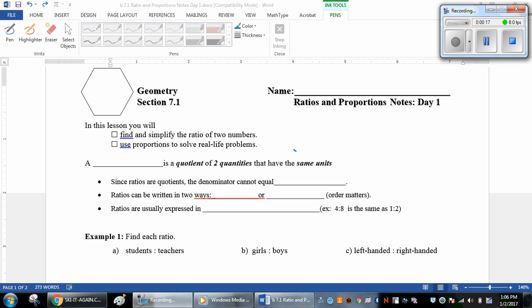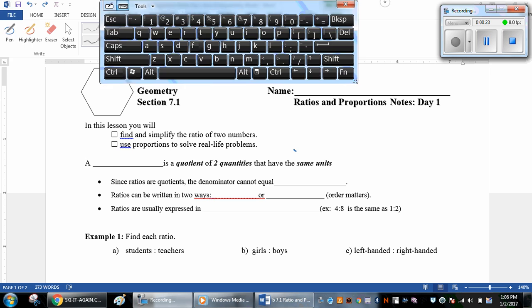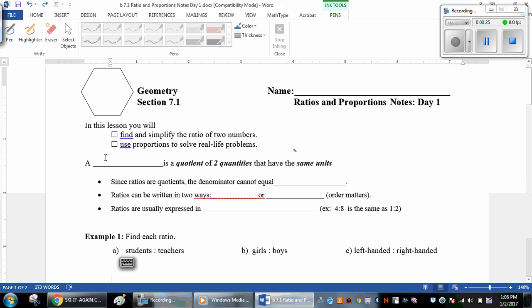Our first blank here. A blank is a quotient of two quantities that have the same units. This is really what it's all about in this unit, and this is the ratio. So let's go ahead, fill that blank with the word ratio. Since ratios are quotients, the denominator cannot equal 0. So remember, we can never divide by 0.